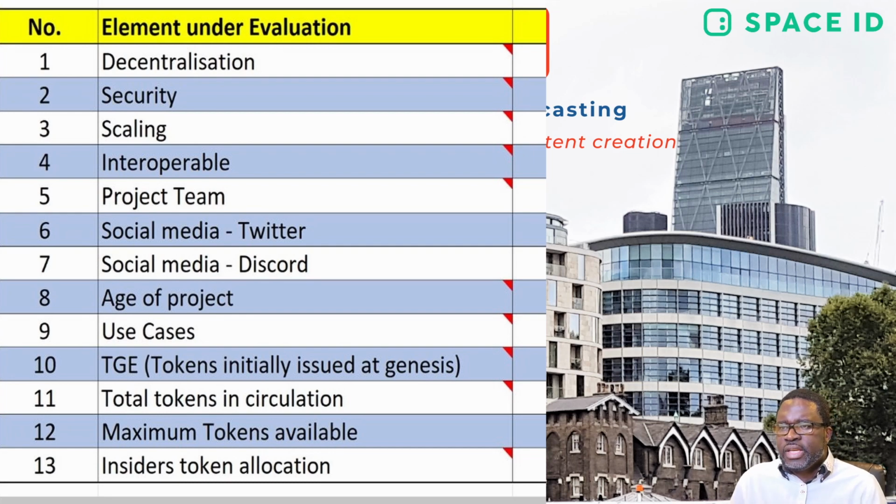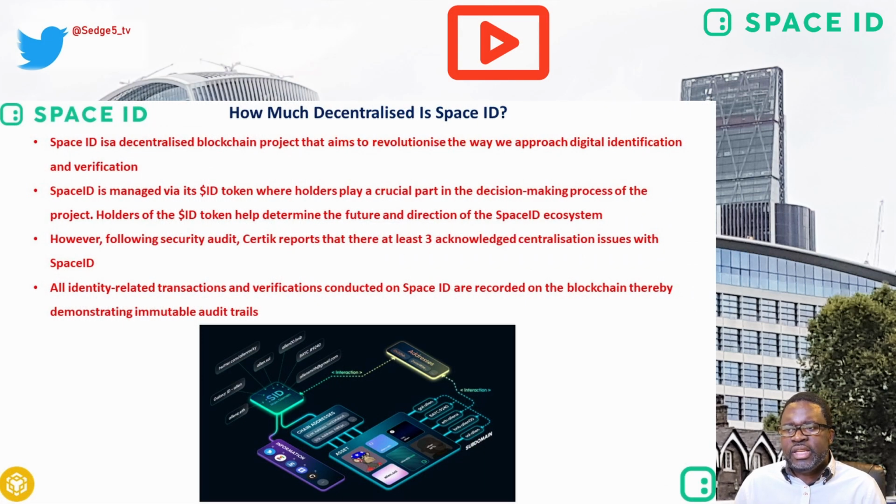So starting with decentralization, Space ID is a decentralized blockchain project that aims to revolutionize the way we approach digital identification and verification. Space ID is managed via its ID token, where holders play a crucial part in the decision-making process of this project. Holders of the ID token help determine the future and direction of the Space ID ecosystem. However, following a security audit, CertiK reports that there are at least 3 acknowledged centralization issues with Space ID, which means the team is for now happy to move forward with a great degree of centralization. All identity-related transactions and verifications conducted on Space ID are recorded on the blockchain, thereby demonstrating immutable audit trails.